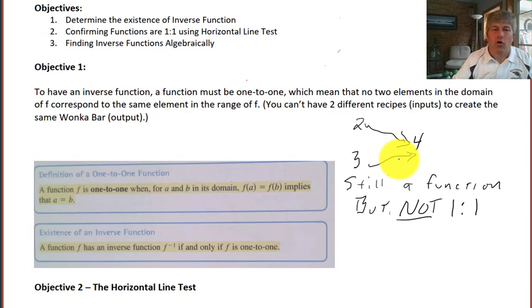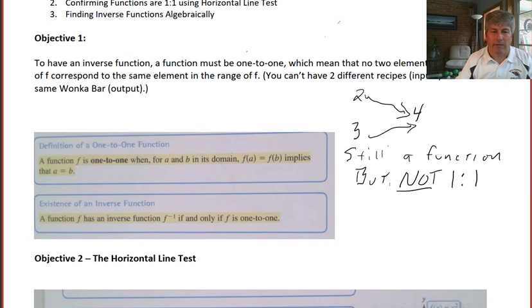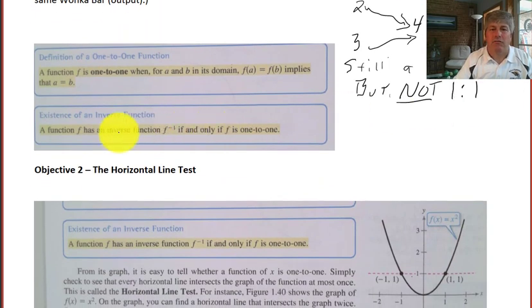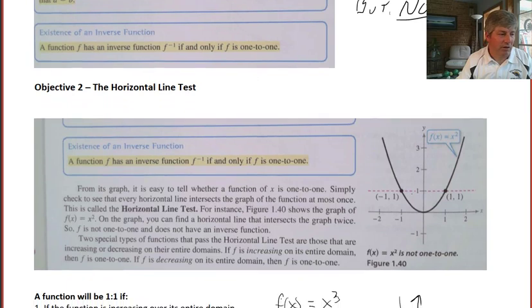A function, as defined by the book, is one-to-one when for a and b in its domain, f of a equals f of b implies that a is equal to b. A function has an inverse if and only if the function is one-to-one. So you've got to be one-to-one before you can have an inverse function.